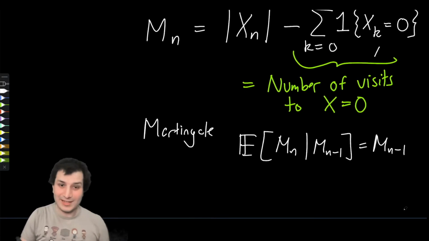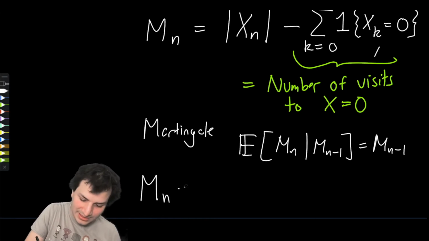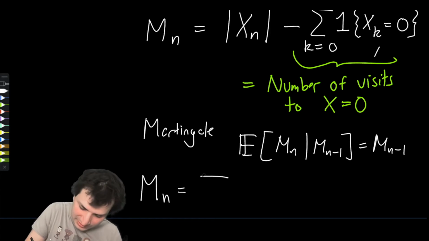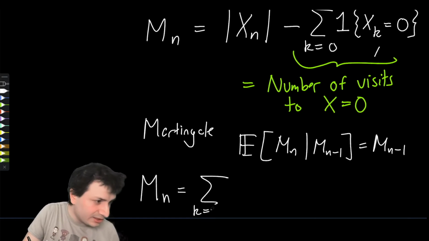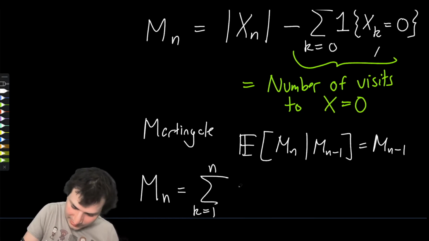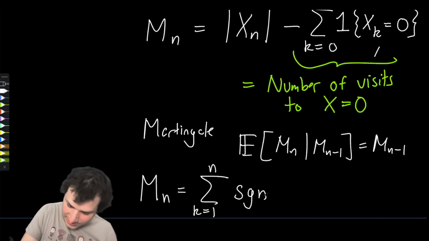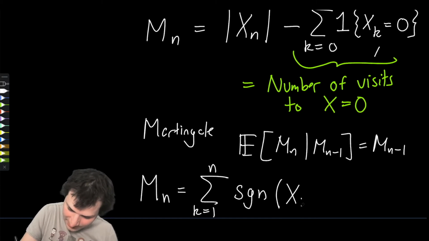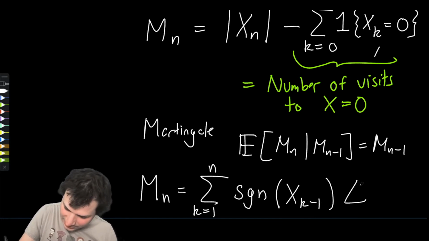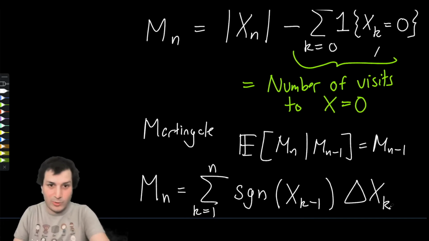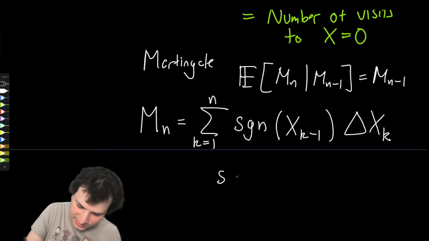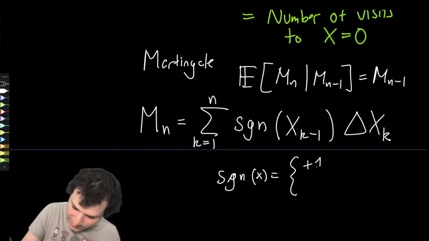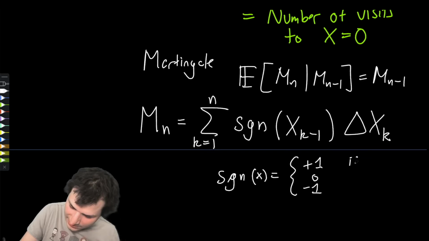One way is to write it as a clever sum. So Mn is a clever sum. The sum looks like this: k equals 1 to n of the sine of x_{k-1} times delta x_k, where here the sine function is sometimes 0. Sine of x is equal to +1 or -1 or 0 if x is bigger than 0, less than 0, or if x equals 0.